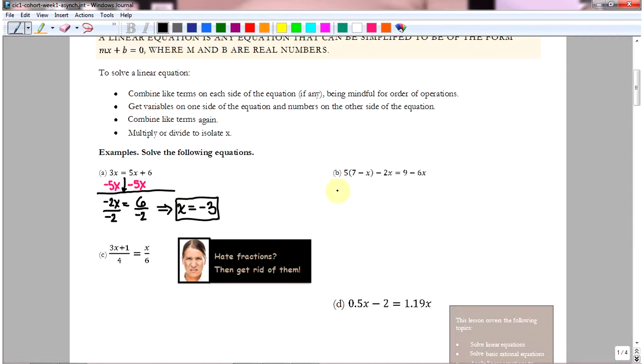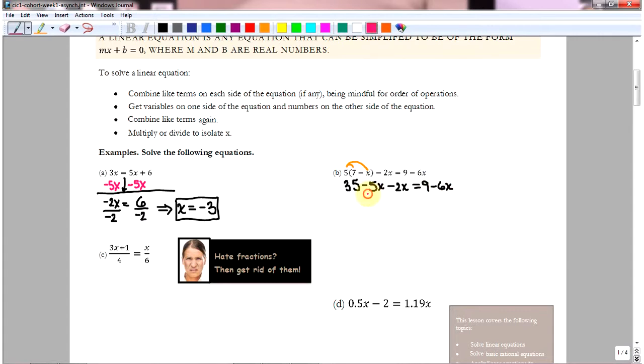Okay, for part B, my first step is to combine like terms on each side of the equation. Okay, well on the right side of the equation, I see that I have two x's. I can't combine them yet because, remembering order of operations, we need to multiply that 5 by everything inside of the parentheses. So we need to use the distributive property. So 5 times 7 gives us 35, minus 5 times x is 5x. We bring down that minus 2x, and all of this is still equal to 9 minus 6x.